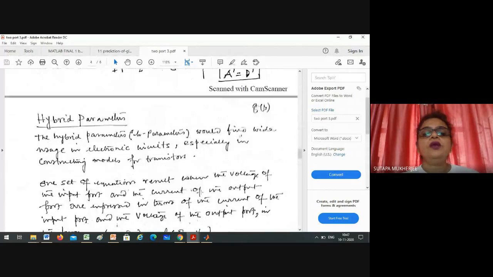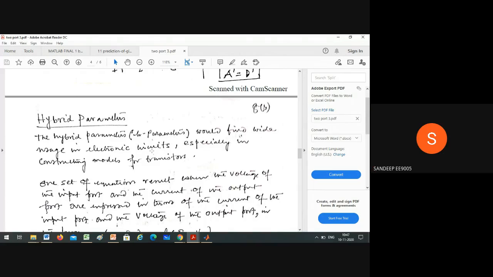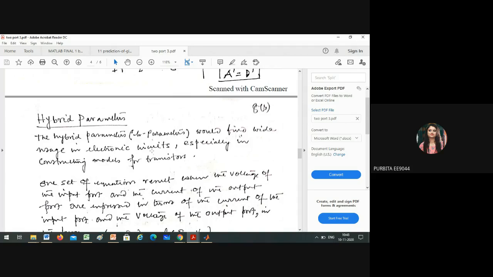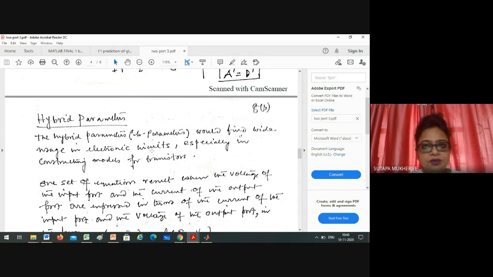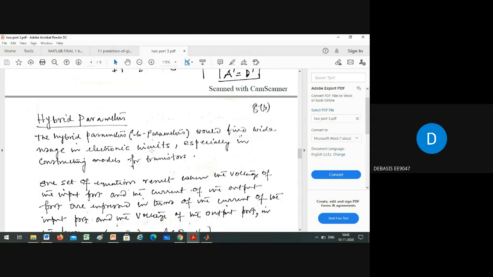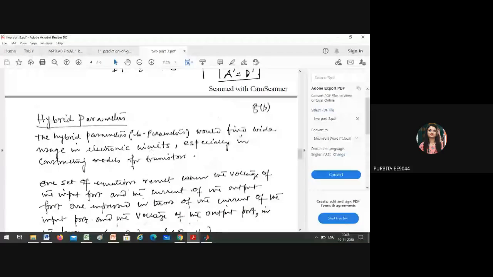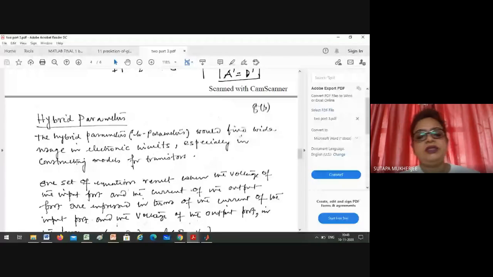Now it is clear. Now come to hybrid parameters. Up to this, how many parameters are you acquainted with? Four parameters: Z parameter, the impedance parameter; Y parameter, the admittance parameter; and the Transmission or ABCD parameter. What was taught today? Inverse transmission parameter. Okay, students, now we come to hybrid parameters.